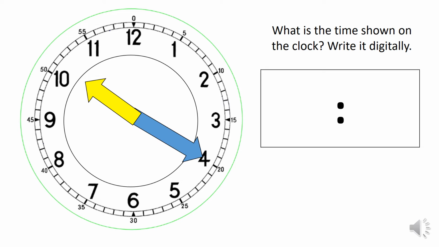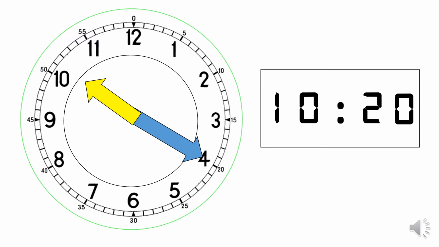Have a look at this next time shown on the clock. Can you write it down digitally? Take a pause in the video. When looking at the analogue clock, the yellow hour hand is facing just past the 10, and the blue hand, the minute hand, is facing towards the 4, which is 20 minutes past the hour. Therefore, it is 10:20.